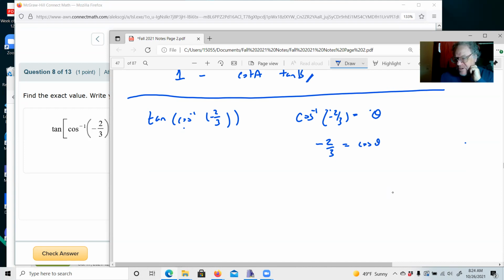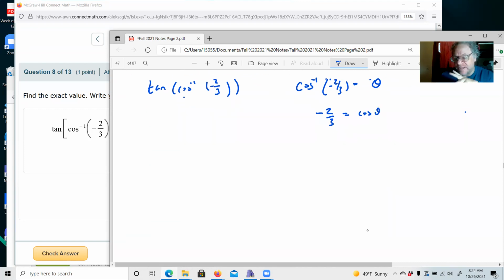because I always think better this way: cosine of an angle is equal to negative 2/3. How do we figure that out? What triangle is this explaining? So we have a negative 2 adjacent. We have a 3 hypotenuse. Now this could also be in the third quadrant. I don't know yet, but for now, this is what we have. How do we figure out this other side?